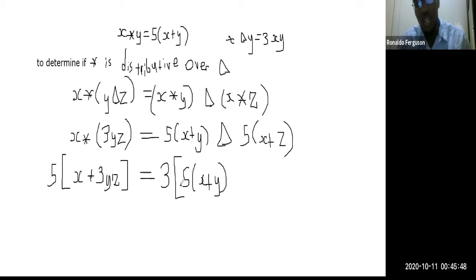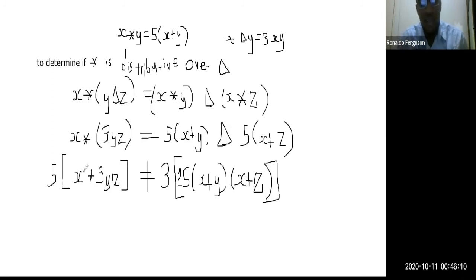Times, let me just write 25, because this 5 and 5 give me 25. So we get 25x plus y times x plus z. Now clearly, these two can't be equal. Clearly, this is not equal to this. And why it's not equal, that is clear.